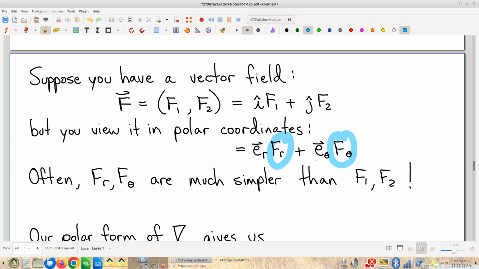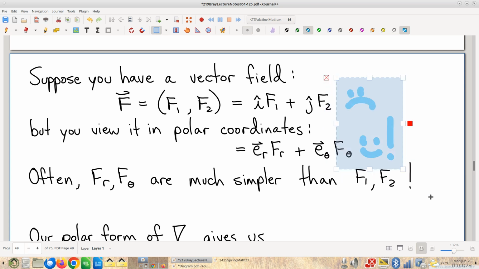How you do that is a matter of some algebra. Sometimes it's actually pretty straightforward. But anyway, the point is this is something you could do. I know this seems like a lot of trouble, but it turns out very often this is much nicer than that is. Surprisingly often.